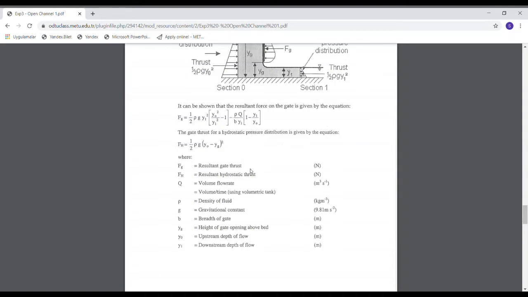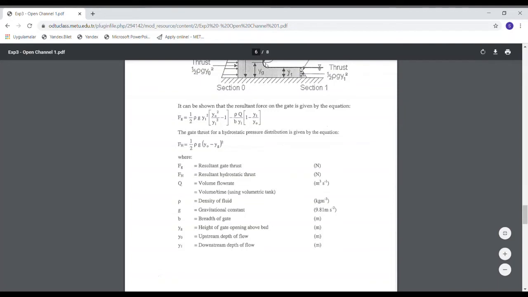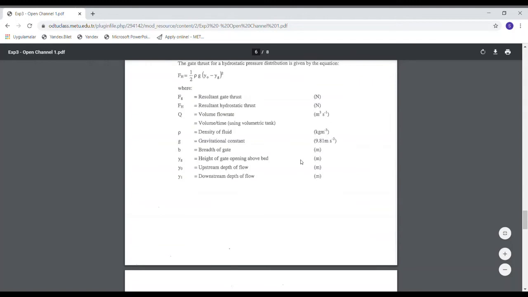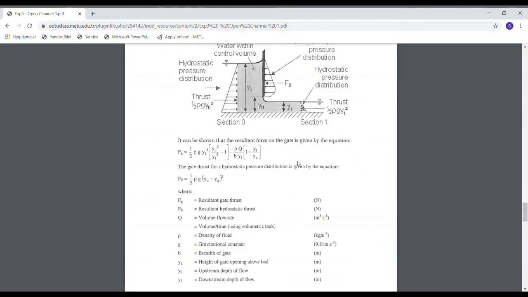So Fg is the resultant gate thrust, and Fh is the resultant hydrostatic thrust. Q is the discharge, and rho is the density of the fluid. G again is the gravitational acceleration. Again, B is the width of the gate. Yg is this distance between the sluice gate and the bottom of the channel. Y0 is the upstream depth, and Y1 is the downstream depth. And that will be all for the theory part.